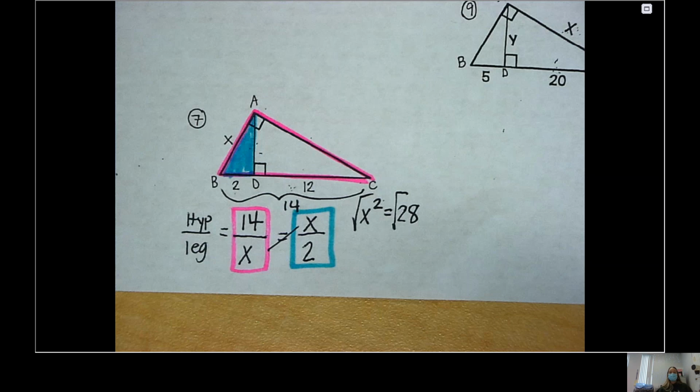Let's redo this one. Again, you've got your big triangle. You're always going to use your big triangle. So let's start by highlighting my big triangle. Notice I'm doing the same thing over and over and over again. Okay, my big triangle is in pink. I'm going to do hypotenuse over leg of the pink triangle.